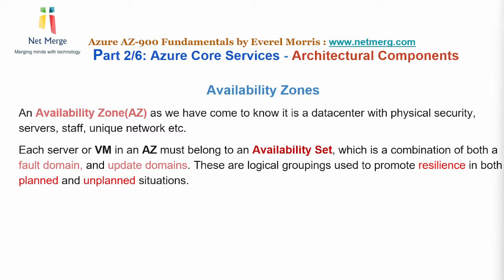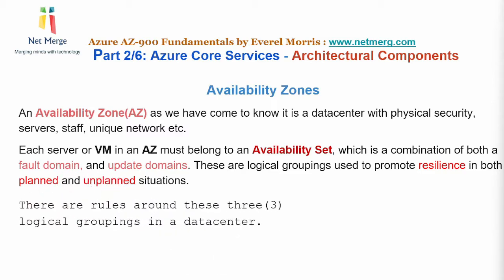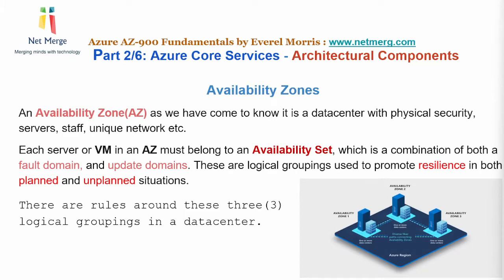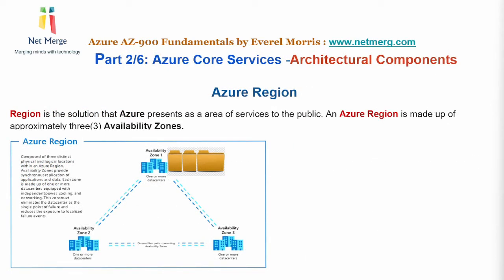So these are logical groupings used to promote resilience in both planned and unplanned situations. A planned situation would be where you're doing an update, that's a planned event. An unplanned one would be a hardware failure or a natural disaster. So you get a core understanding of what an availability zone is made up of. There are rules around these three logical groupings in a data center. There are rules about what a fault domain entails and also what an update domain entails.